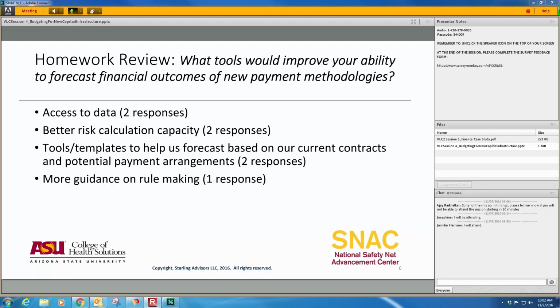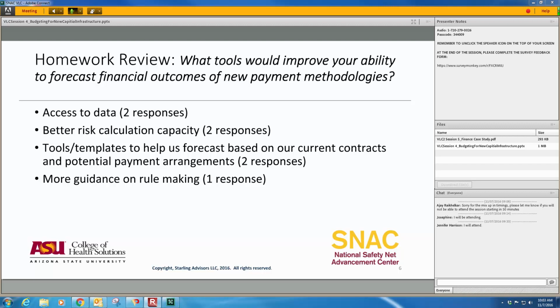And we'll talk a little bit today about managing finances under a value-based reimbursement methodology, and data is absolutely critical to doing that. The second was around better risk calculation capacity, and today you're going to see how risk essentially gets factored into a variety of different budgeting formulas, because ultimately value-based reimbursement methodologies typically ask us to reallocate or allocate differently the resources that we have at our disposal for caring for patients.